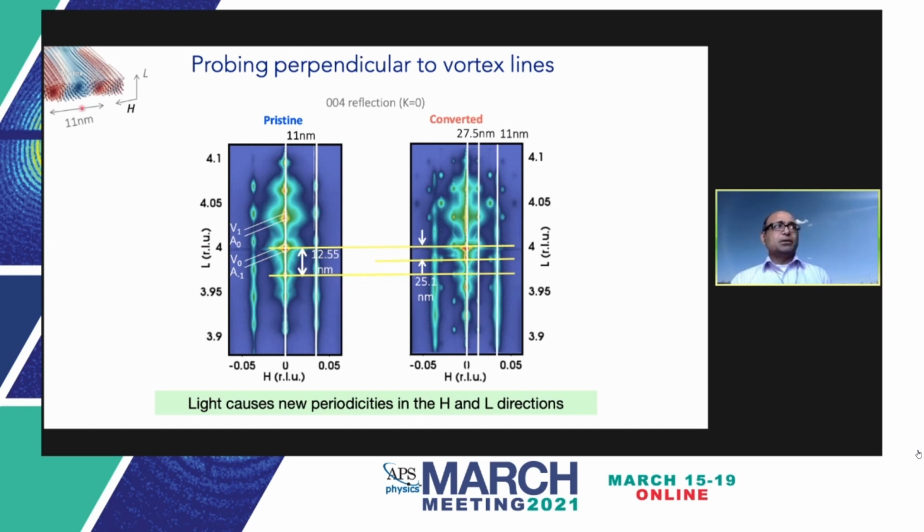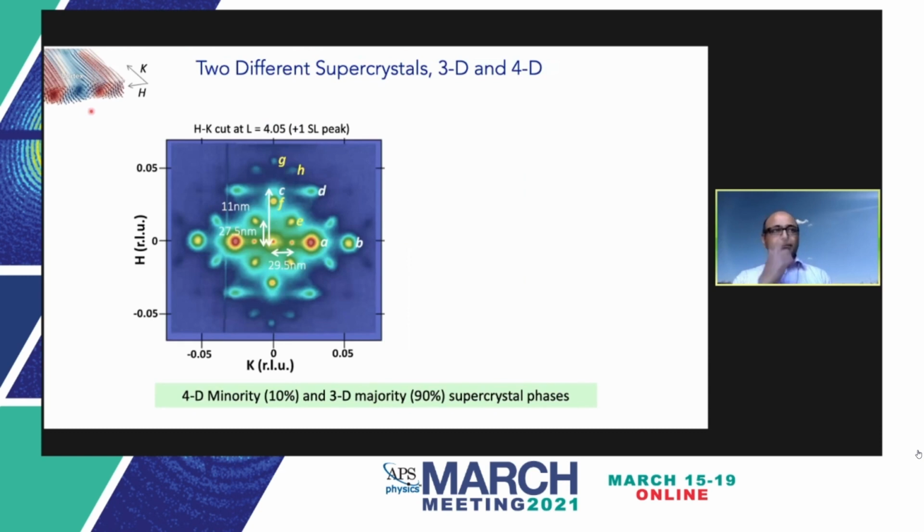The 11 nanometer is still there, but there is an additional 27.5 nanometer period that shows up perpendicular to these vortices. All right, so this is the third cut, which is the H and K. It's very interesting because you see all these periods I just mentioned, 29.5 here. In this direction, it is 11 and 27.5. This is the direction perpendicular to the vortices.